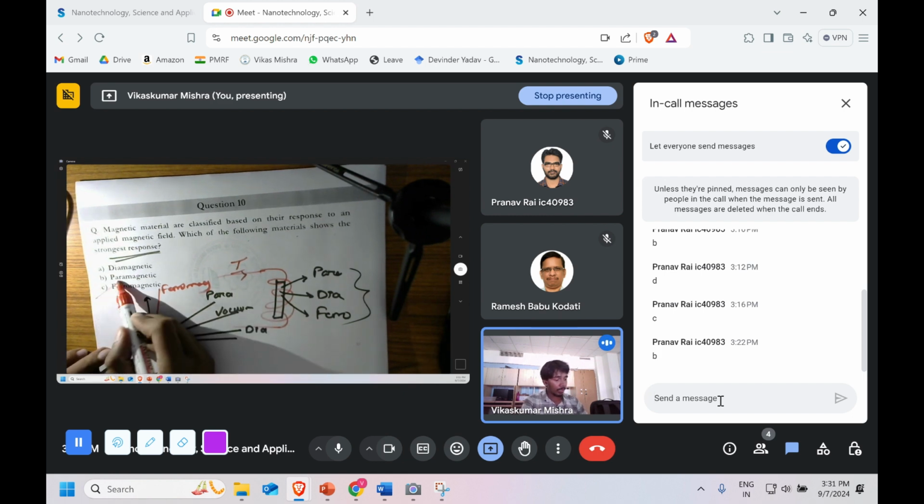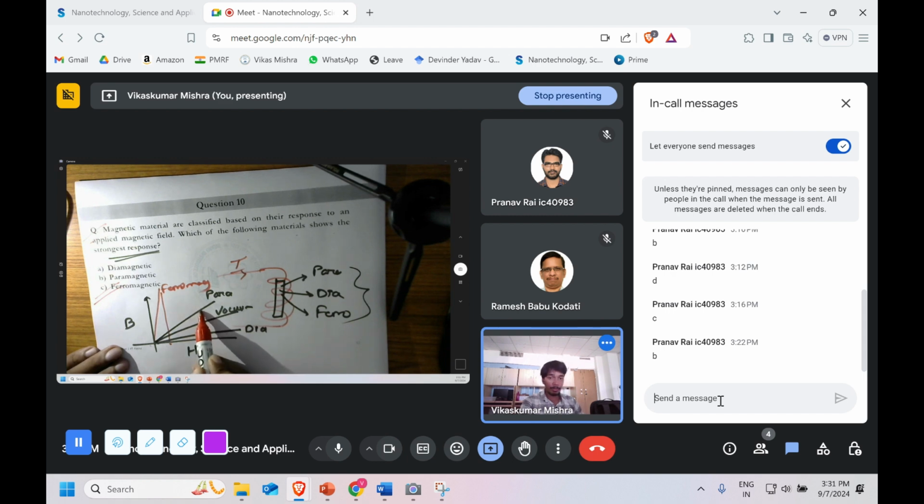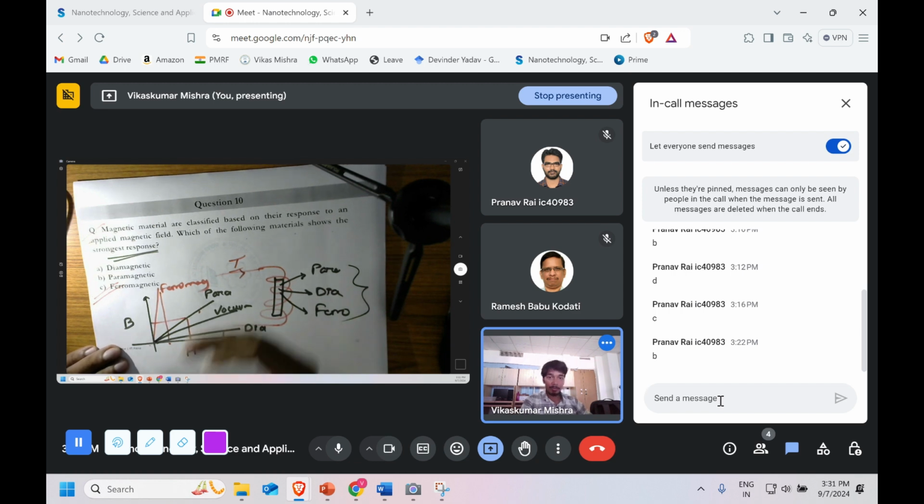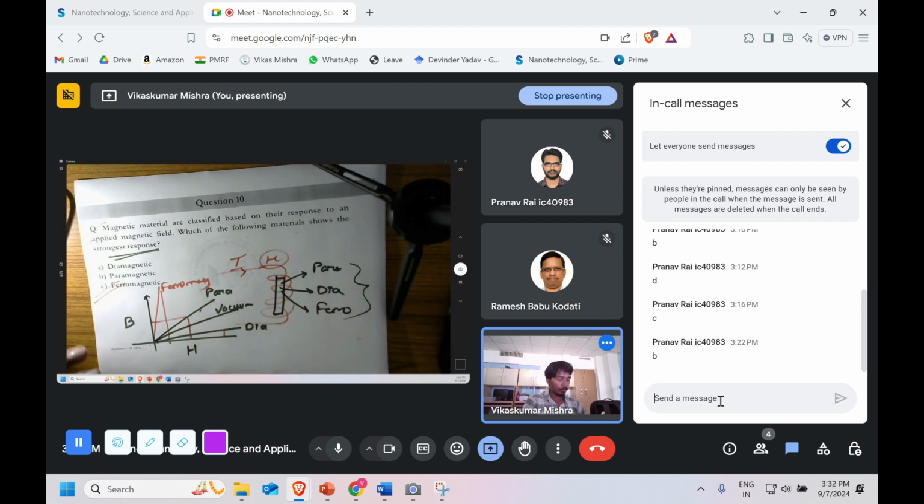So with that, we can say option C is the right answer because if I apply even a small amount of magnetic field, it will show a high jump in the response. While for the paramagnetic, even though the response is on the positive side and it will add to the field, the intensity of the response is quite low. While for the diamagnetic, it will oppose the applied field H. So the ferromagnetic material is the one which will show the strongest response.